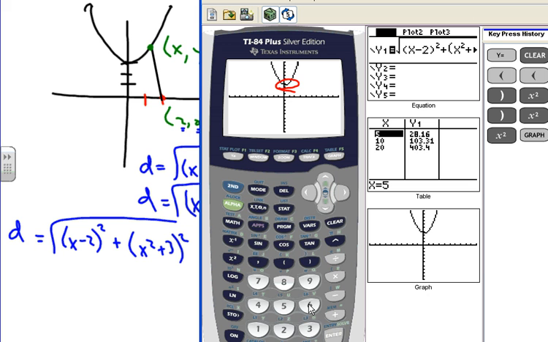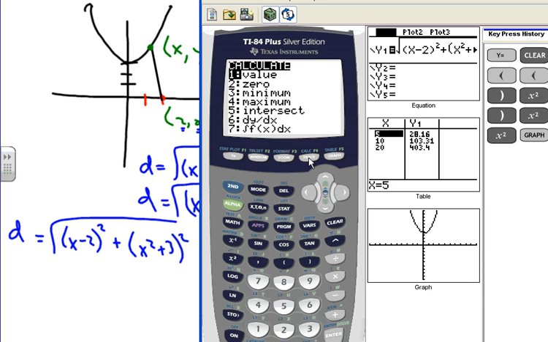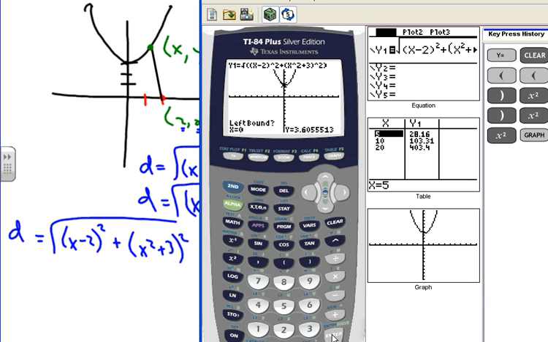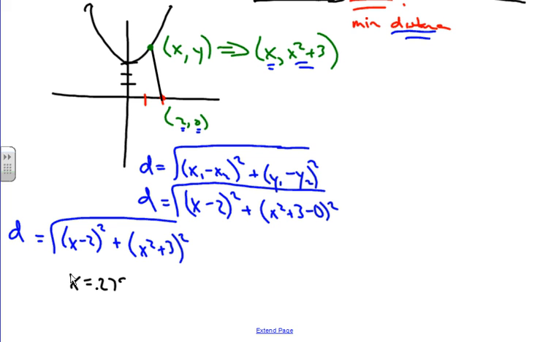All right, so what we're going to do is we're going to find that minimum. And so let's go second calculate, and we'll go down to minimum. And I'm going to go to the left side of where that minimum was. Press enter. Go to the right side of where that will be. Press enter again. And what we have is approximately x equals 0.279. Now, that right there is the x value for our point.